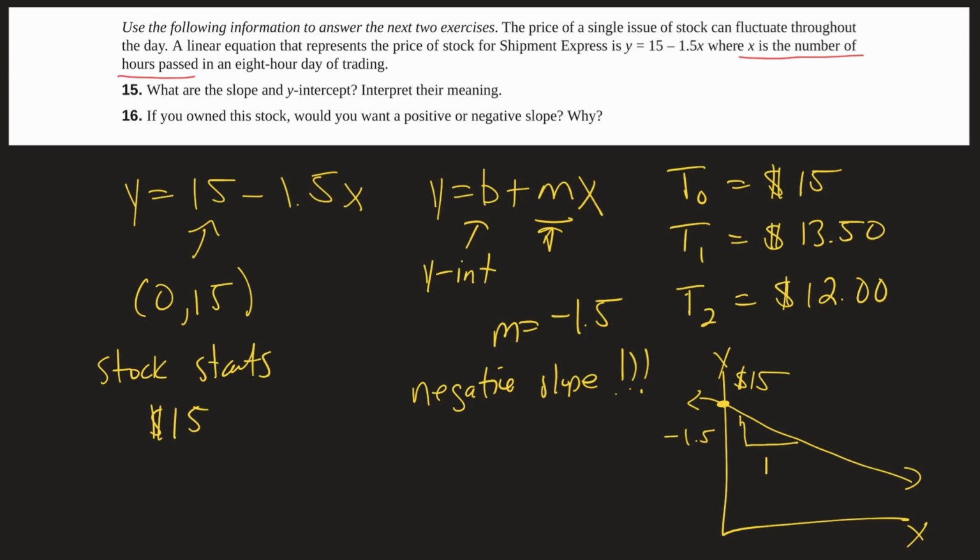And then if you owned this stock, would you want a positive or negative slope? Why? Obviously, we want a positive slope because a positive slope would mean that the value of the stock is increasing, unless we did what's called short the stock, which I won't go into, but when you short a stock, you actually want the stock to go down. But we're going to assume that we want our stock to go up in value. That way we could sell it later for more money and then keep the difference from what we bought it for. So in general, we definitely want a positive slope in the price of our stock.